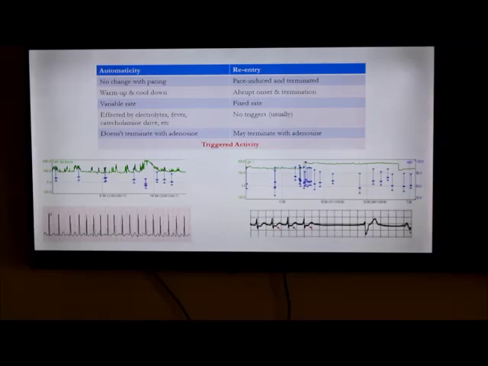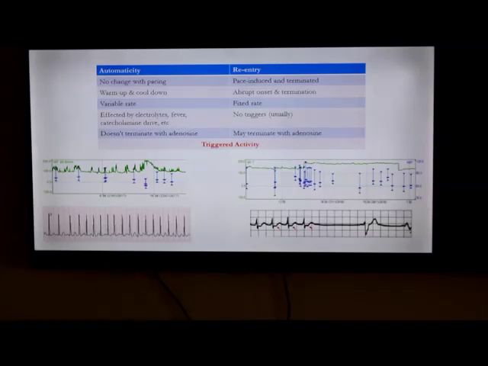Okay? Re-entry is the opposite. It has an abrupt onset, abrupt termination, and the rate is usually steady. Because you have one circuit, the area of the circuit is the same, and the duration it takes to complete the circuit is the same, so you have a very fixed R-to-R. Even if you take it by calipers, usually the R-to-R is exactly the same.